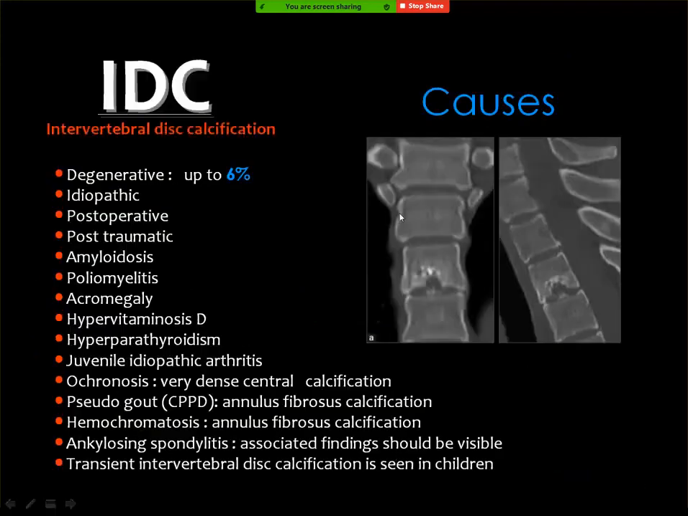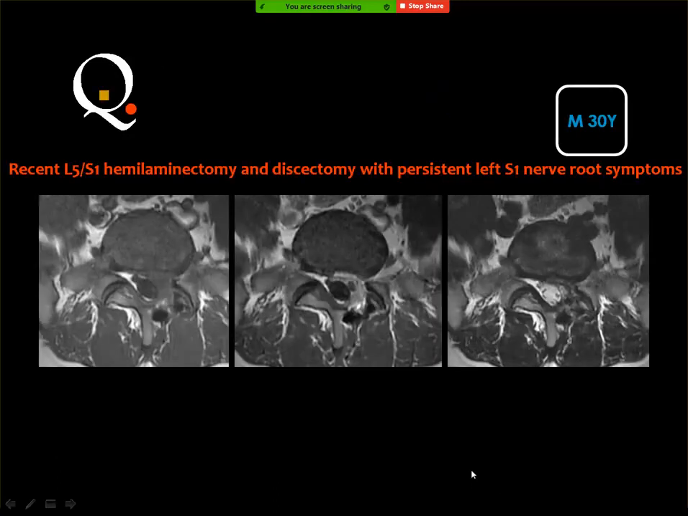But recently, it has been presented in the literature, and they spotted a lot of causes that may lead to calcification of the intervertebral disc. The first is degenerative changes, idiopathic, post-operative, post-traumatic, amyloidosis, poliomyelitis, acromegaly, hypervitaminosis, hyperparathyroidism, juvenile idiopathic arthritis, ochronosis, pseudogout, hemochromatosis, which we have just mentioned, ankylosing spondylitis, and this is known as transient intradiscal calcification in children. Transient means that you get calcium in the disc that can resolve after that.